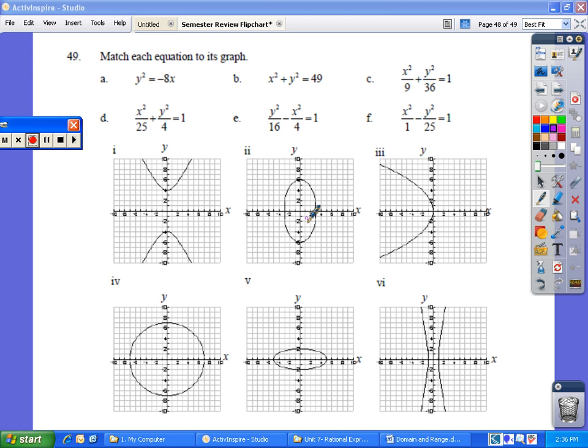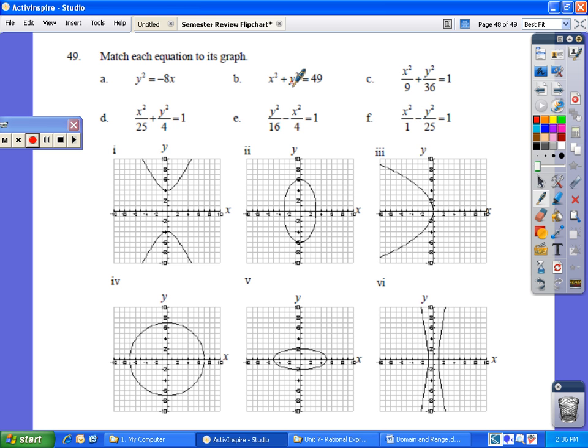Alright, this says match each equation to its graph. So you need to know what the basic equations look like. If you go to the front of your packet to where all the formulas are, they tell you all of the formulas for each of the different conic sections. For instance, a circle usually looks like x squared plus y squared equals r squared.